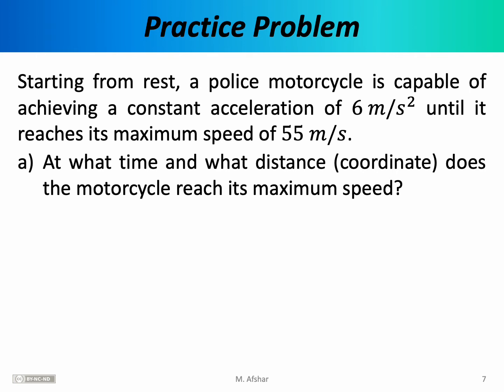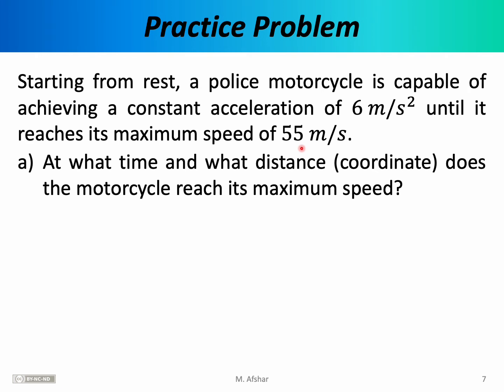So you can imagine riding this motorcycle. You start at rest, you rev up the engine all the way, and you achieve your maximum acceleration. For this motorcycle, the maximum acceleration is 6 meters per second squared. As you achieve this acceleration, the motorcycle goes faster and faster. After 1 second, it'll be going at 6 meters per second, then 12 meters per second, then 18 meters per second. Every second that goes by, the speed increases by 6 meters per second, until the motorcycle reaches its maximum speed of 55 meters per second.